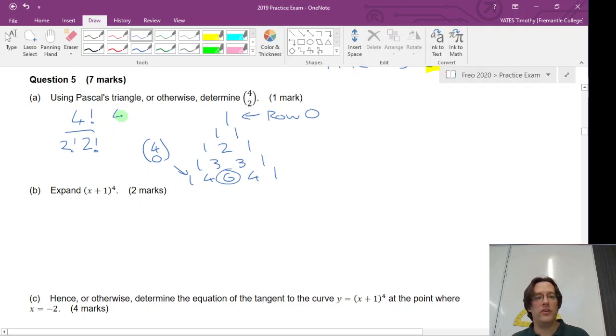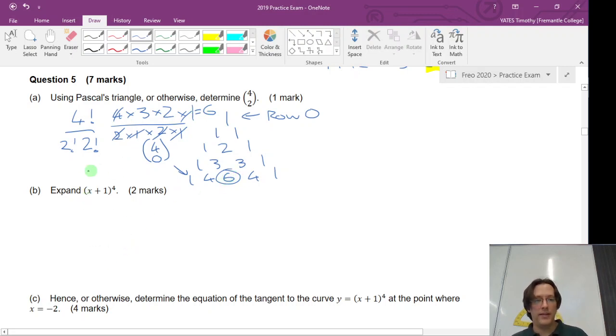Or 4 factorial is 4 times 3 times 2 times 1. 2 factorial is 2 times 1, and then another 2 factorial. 2 times 2 is 4. These cancel out. The ones are unimportant anyway. 3 times 2 is 6. That's another way to get it, and they're both the same answer.